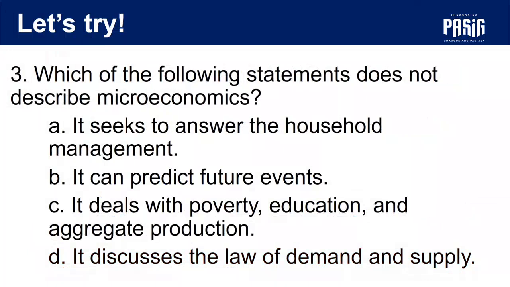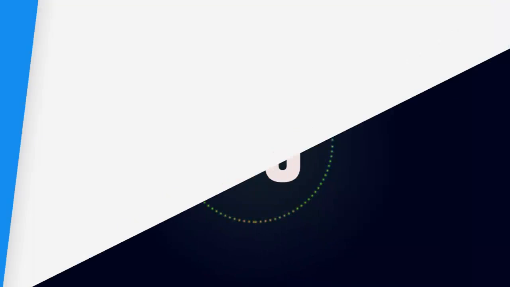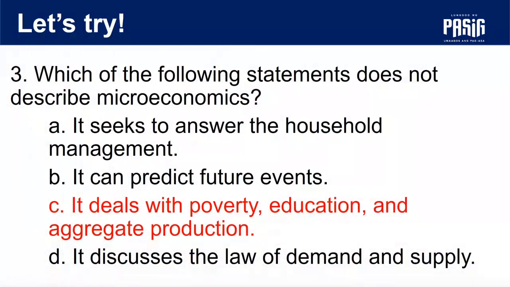3. Which of the following statements does not describe microeconomics? A. It seeks to answer the household management. B. It can predict future events. C. It deals with poverty, education, and aggregate production. D. It discusses the law of demand and supply. The answer is C. It deals with poverty, education, and aggregate production.